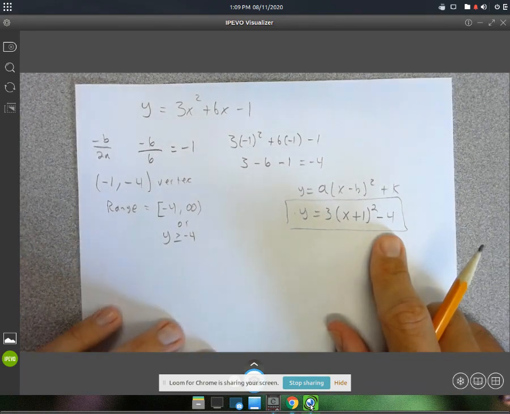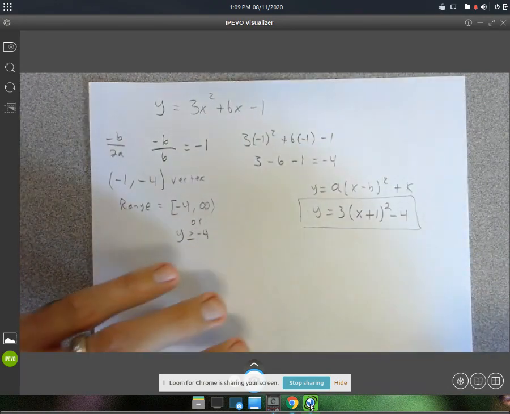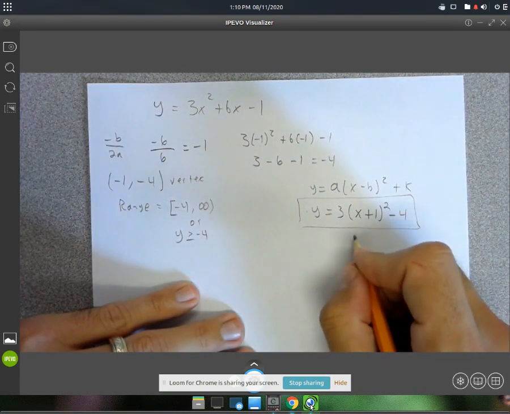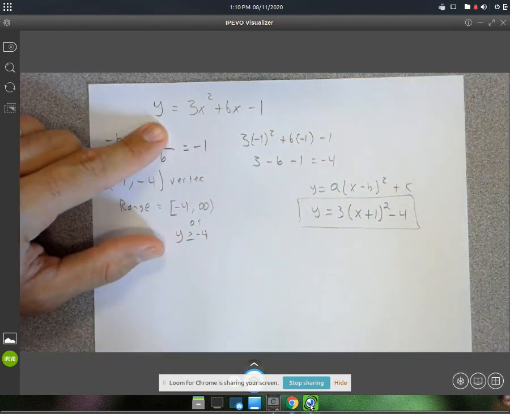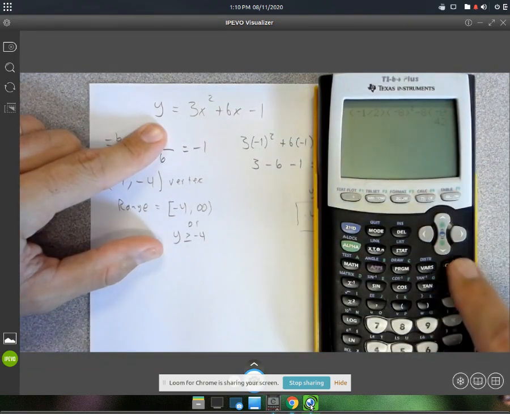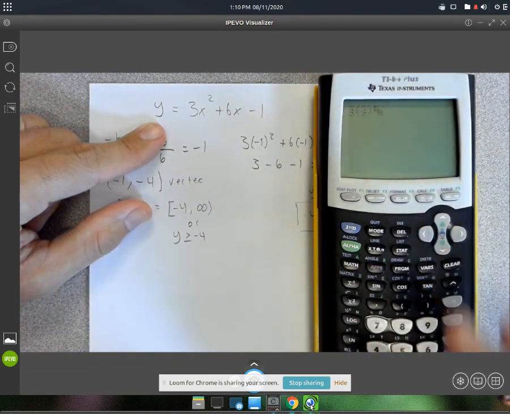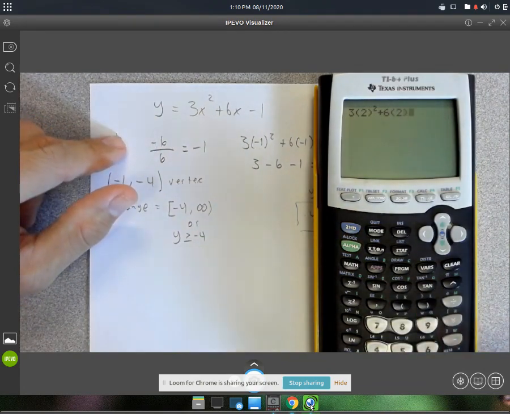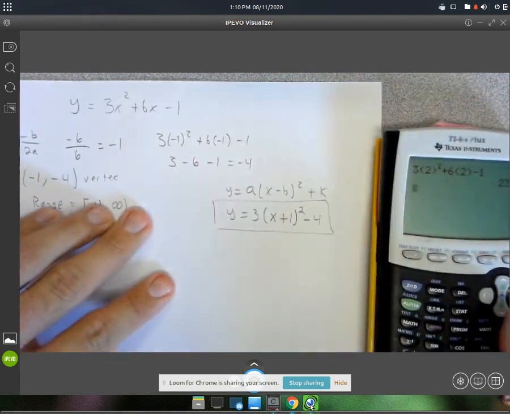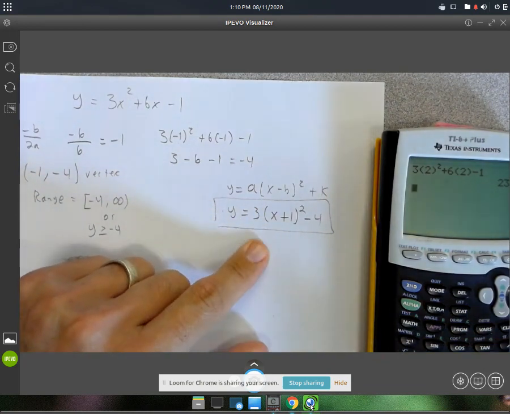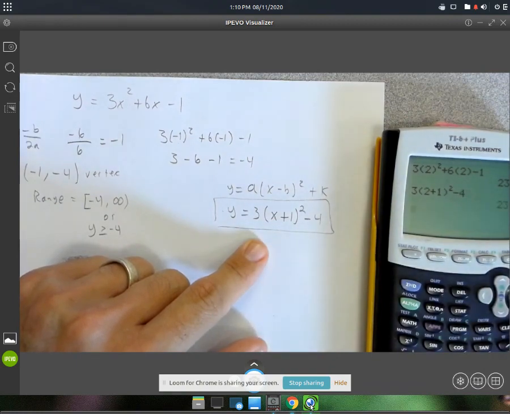Well, actually, an easier way to do it, I guess this would be probably too easy. Let's plug in 2 for x, right? Let's plug in 2 for x up here. You could plug in 2 for x, be 3 times 2 squared plus 6 times 2 minus 1. That gives us 23. And then you could plug in 2 for x on the answer options and see if you get 23 again. 3 times 2 plus 1 squared minus 4, 23.